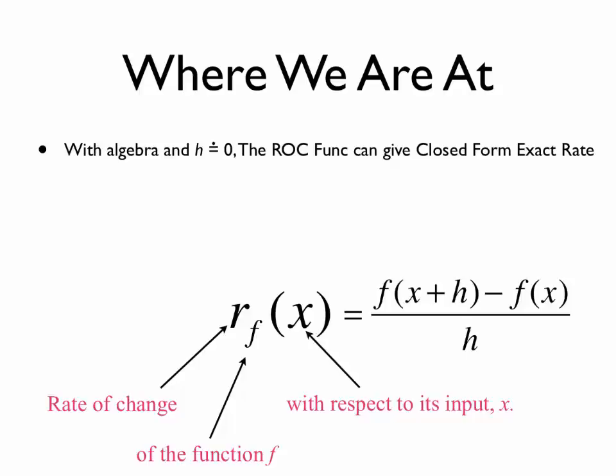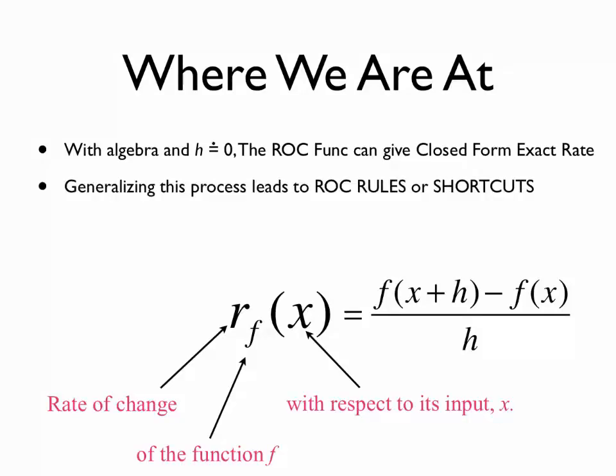So we've found in these examples that with algebra and letting h get sufficiently small, this rate of change function can give a closed form exact rate function. Okay? And so now what we're going to do is start getting lots of these. We're going to build general rules to give us lots of closed form rate functions from closed form accumulation functions. Because the more of those that we get, then for every closed form rate function that we get, we have a closed form accumulation function for that rate.